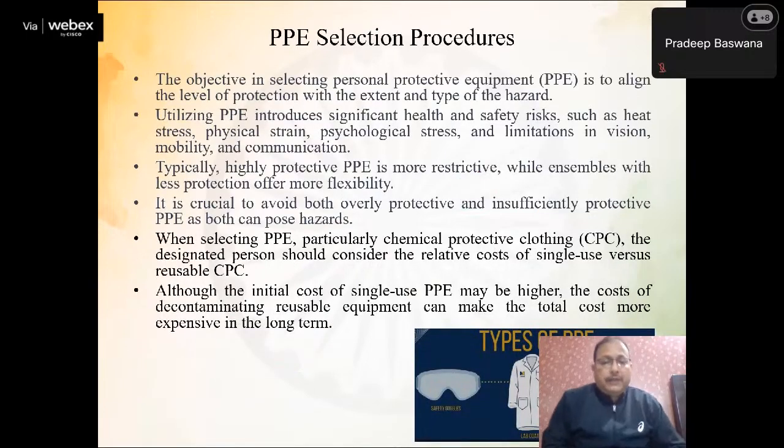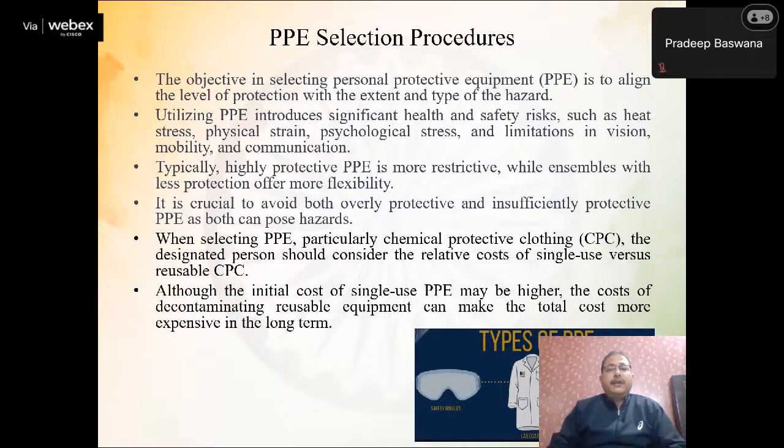Now, how to select the PPE? We understood it's clothing, goggles, shoes and so on, but there is a selection procedure we have to focus upon, and how to ascertain that this particular PPE is good for us and we can utilize it at any place. So how to go about this is the objective. The objective in selecting personal protective equipment is to align the level of protection with the extent and type of hazards. As we have seen the number of hazards, we have to focus upon hazard-specific PPE.